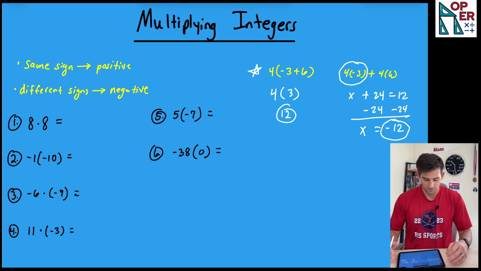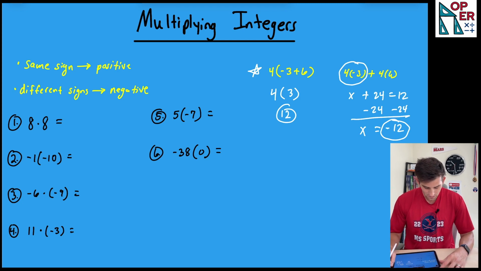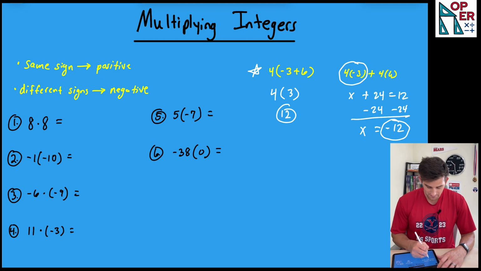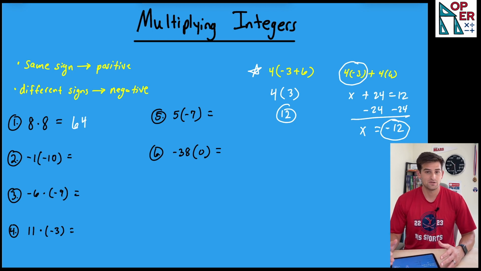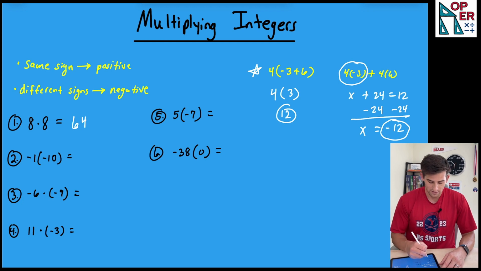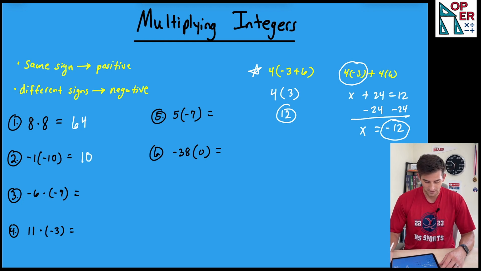So let's use those two different rules: same sign, multiply, we get positive; different sign, multiply, we get negative; to solve 6 problems here. For number 1, we have 8 times 8. This is a positive times a positive, and 8 times 8 is just 64, so that would be positive 64. Number 2, we have -1 times -10. That's a negative times a negative, so we know our answer should be positive, and 1 times 10 would be 10. Number 3, -6 times -9.